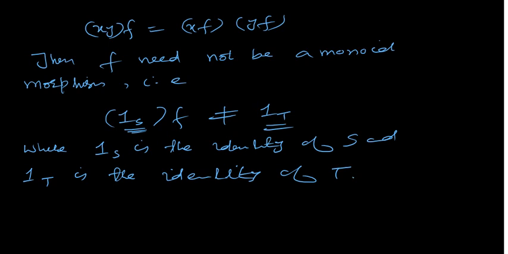So we'll see that if we have a semigroup morphism between two monoids S and T, that means (xy)f equal to (xf)(yf), then this semigroup morphism need not be a monoid morphism. That means it may not preserve the identity.